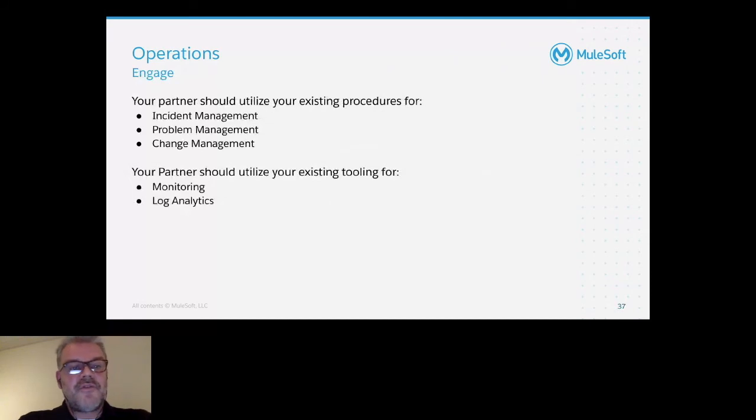How do you engage? Well, first of all, the partner should utilize your existing procedures for incident, problem, and change. And your partner should also utilize your existing tooling for monitoring and log analytics. If you don't have tooling in place, it's very easy to accept that your SI or partner has these tools and they can use their own tools. But again, should you decide to change your SI or change your partner, you lose all your logging and all your log analytics. That is valuable information and it should stay in your company. So that's why we advise our customers to use their own monitoring and log analytics systems.